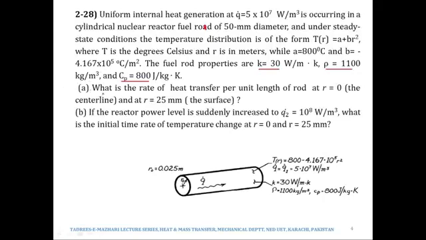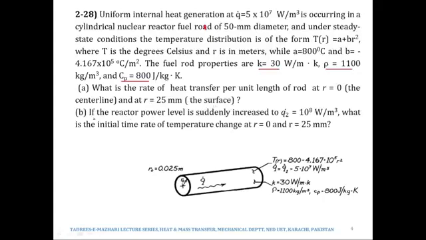So in part A, we are being asked to determine the rate of heat transfer per unit length of the rod. So we have to find out q/L. The rate of heat transfer, q per unit length of the rod, means q/L. At r equal to 0 means the central line, and at r equal to 25 millimeters the surface.